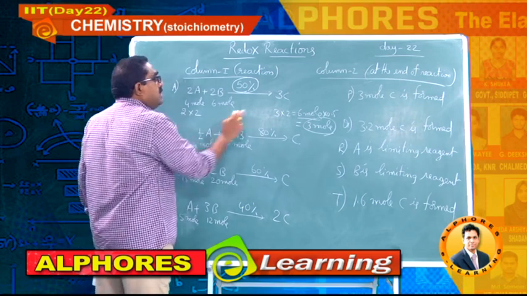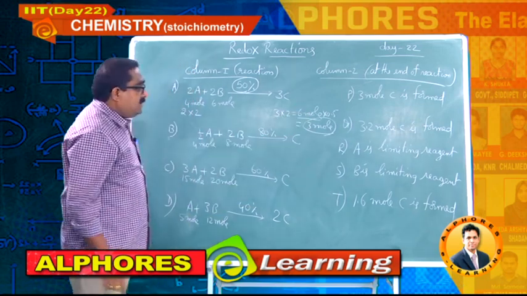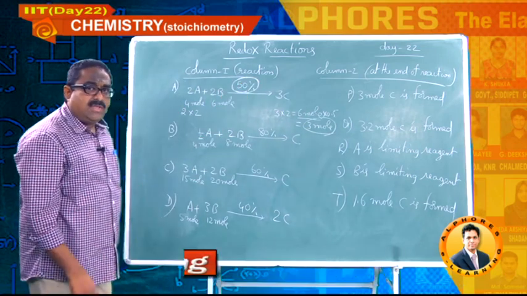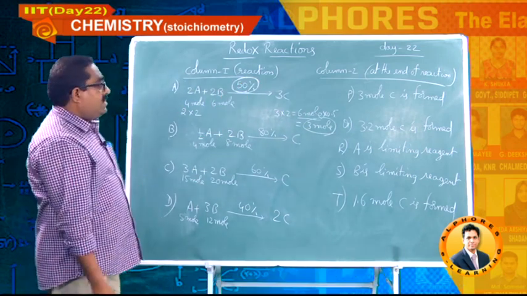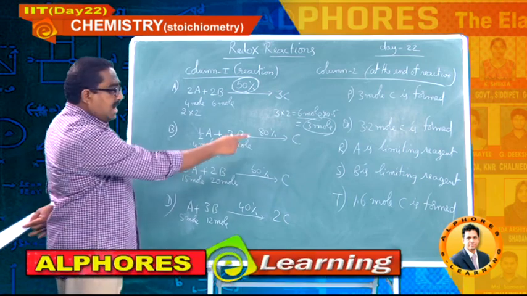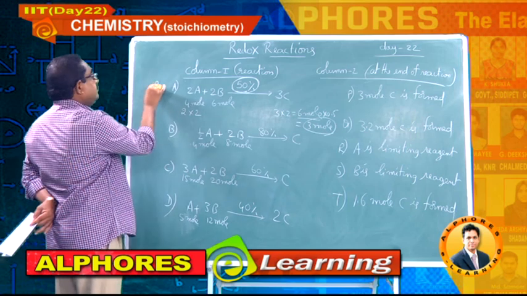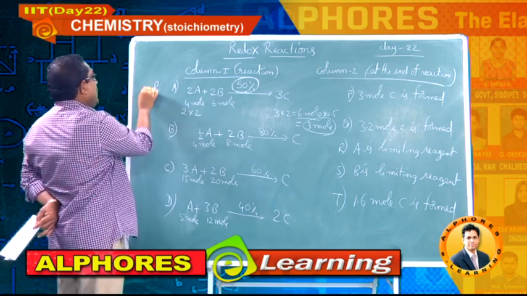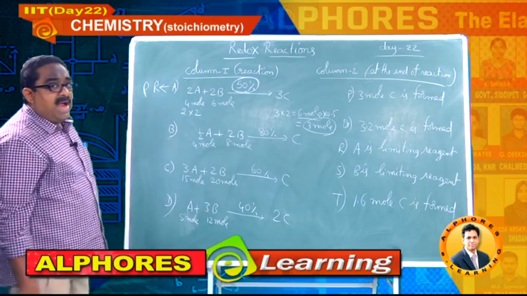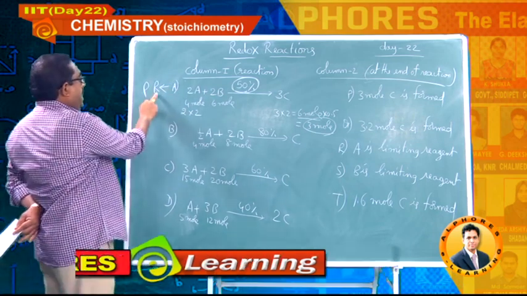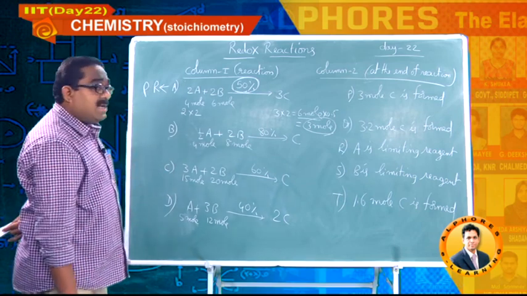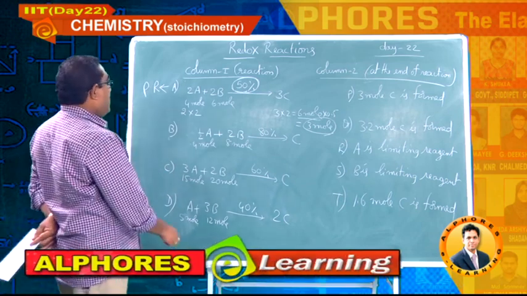So, 2 into 2, 3 into 2, 6 moles, but the percentage is only 50%. So, out of 6 you have to take only 3 moles. Now, A is the limiting reagent. I have to match with R, and 3 moles also getting PR. So, A is matched with PR. Okay.